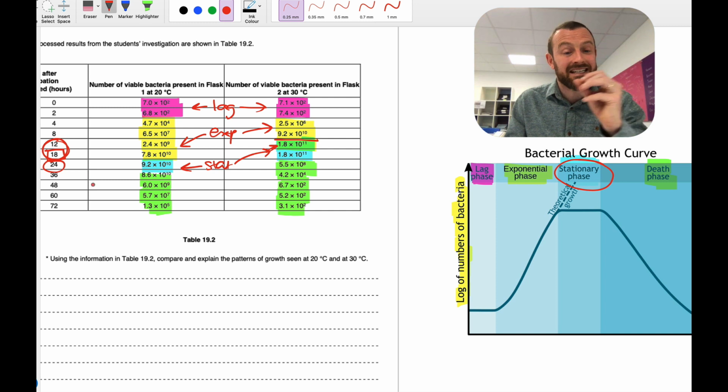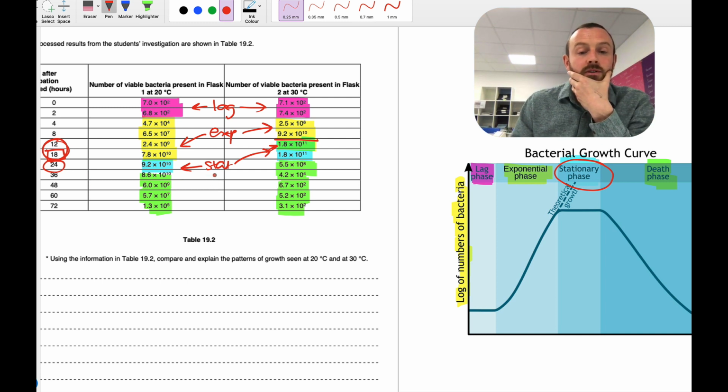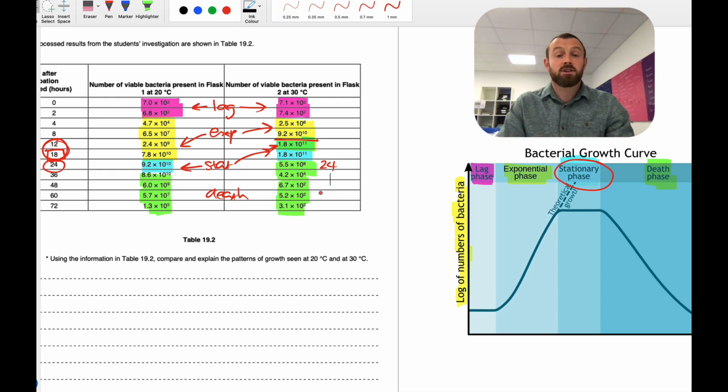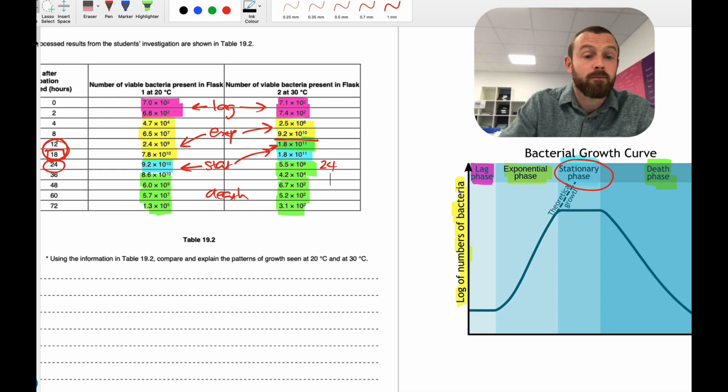So that's quoting data. And then the bacteria enter death phase, or decline phase, sooner at 30 degrees C. At 24 hours, we're already in the death phase. The numbers are going down. Whereas it's 36 hours for the 20 degrees C. The numbers are going down. Okay? So that's everything you needed to say.